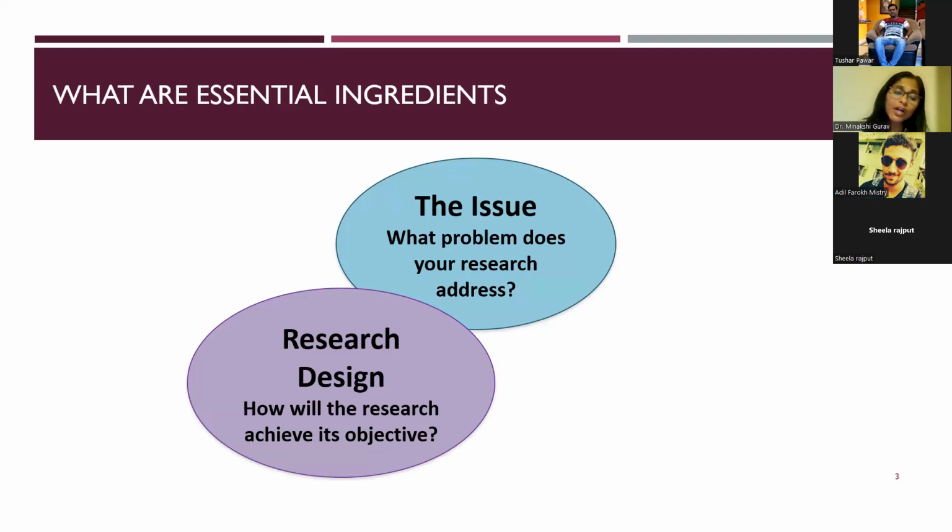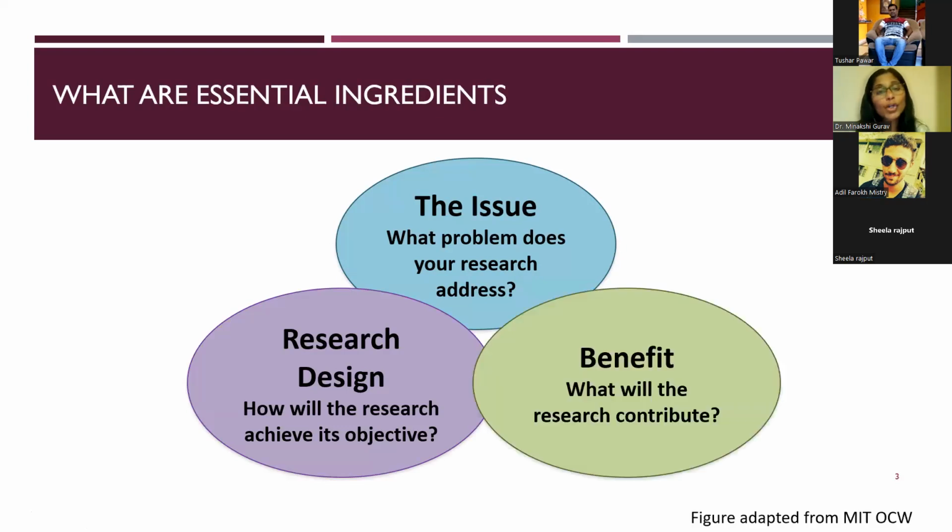How are you going to accomplish it to achieve your objectives? And what will be the contribution to the society? What will be the benefit of your research work? Of course, you are not going to structure it under these three headings, but these are the essential components, ingredients of your research proposal.